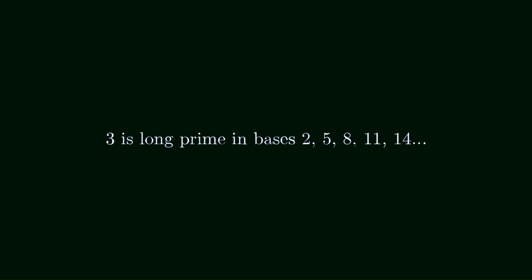Take the example of the prime number 3. 3 is long prime in base 2, and because of that, it is also long prime in 5, 8, 14, and so on. If we were to represent these numbers in base 3, they would all look like this. You can notice how all these numbers end in 2, which means that no squared number can end in 2 in base 3, which is the case.